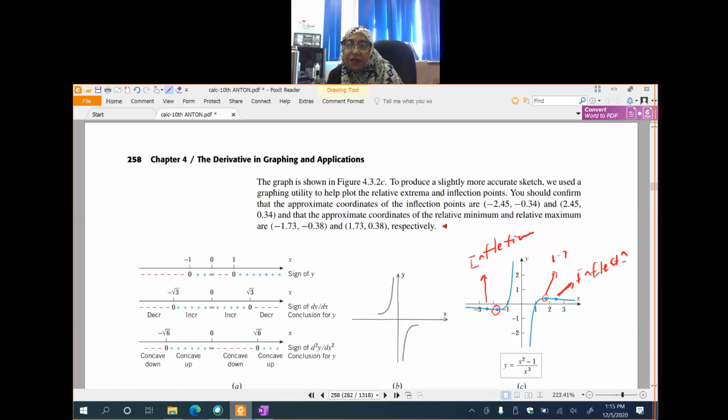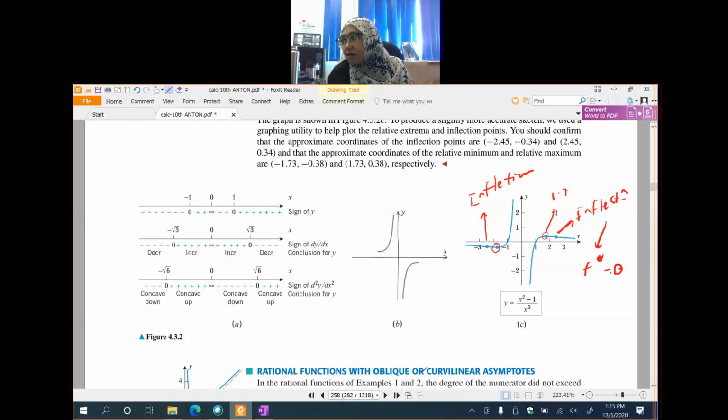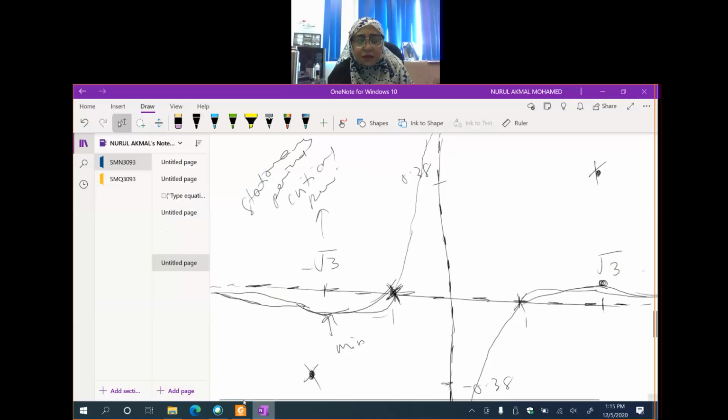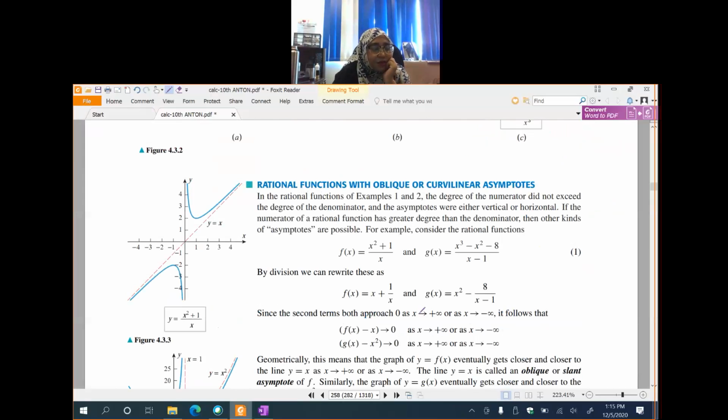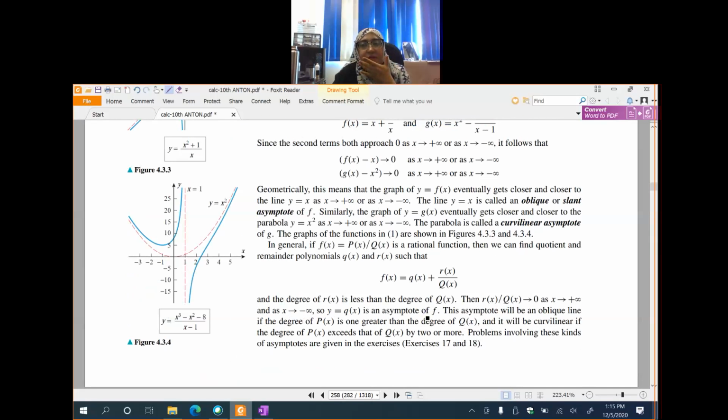We don't check for inflection points, but if you want to check for the inflection points, you can check for f double prime equal to 0. You can check it at home after this. So somehow this is the graph that we have seen. Okay, I hope it is clear. Any questions? Anyone? Is it okay?